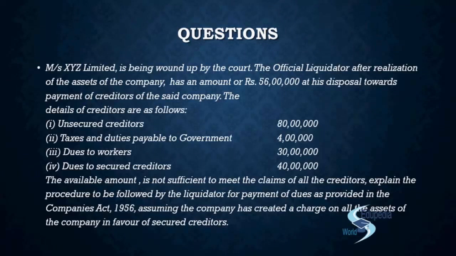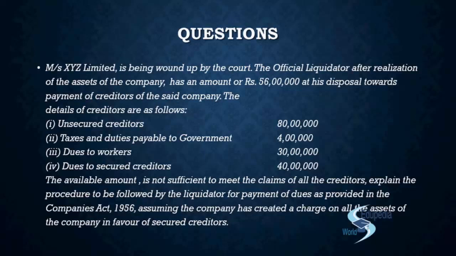Messrs XYZ Limited is being wound up by the court. Okay. The official liquidator, after realization of the assets of the company, has an amount of rupees 56 lakhs at his disposal towards the payment of the creditors of the said company. The details of the creditors are as follows. Unsecured creditors have 80 lakhs, taxes 4 lakhs, dues to workers again 30 lakhs, and dues to secured creditors again 40 lakhs. The available amount is not sufficient to meet the claims of all the creditors. Explain the procedure to be followed by the liquidator for the payment of dues as provided in the Companies Act 1956. Assuming the company has created a charge on all the assets of the company in favor of the secured creditor.